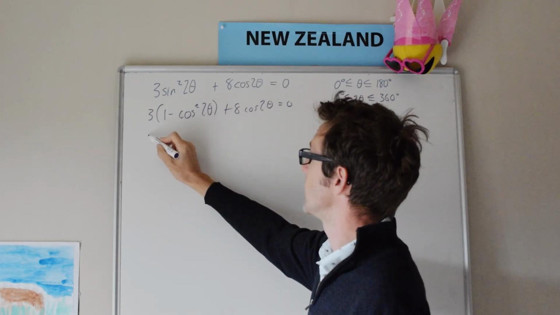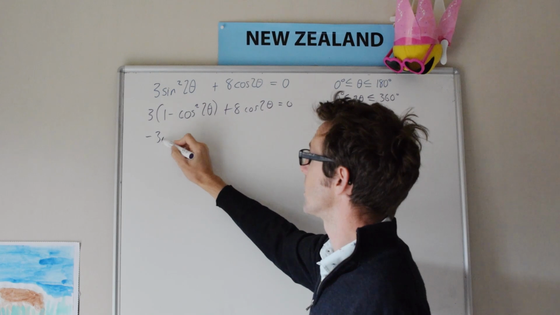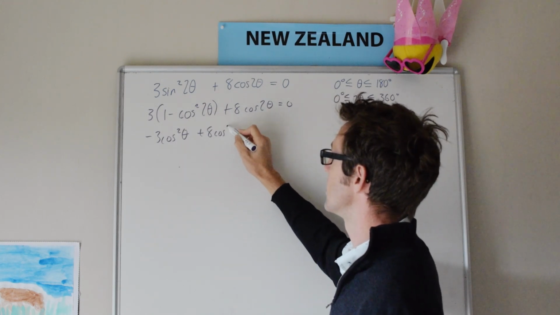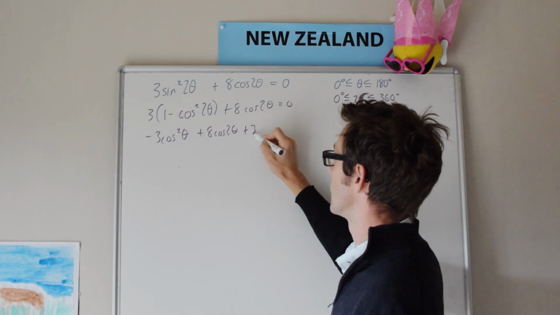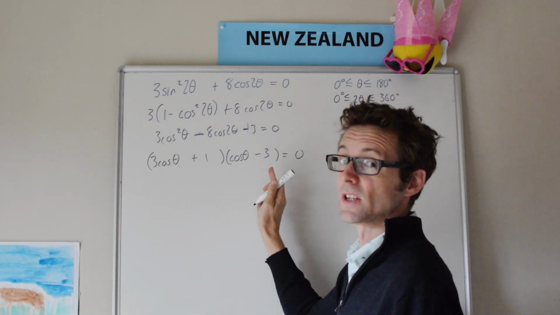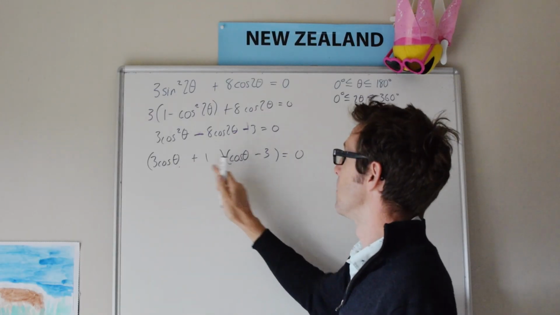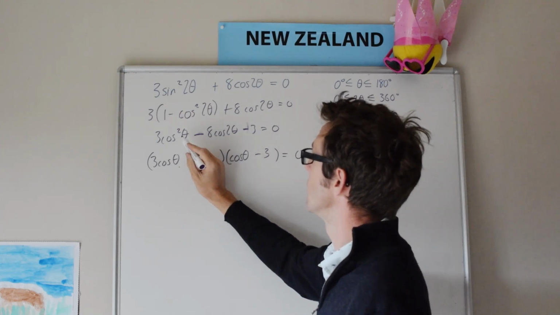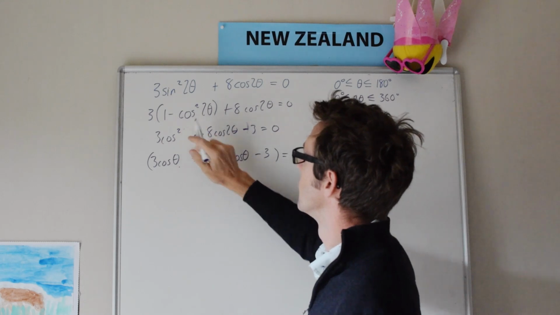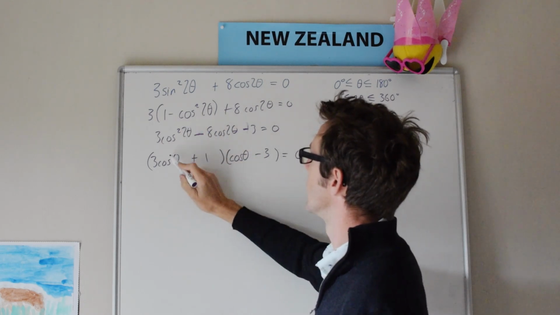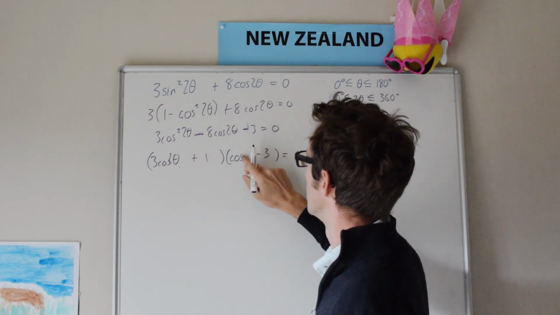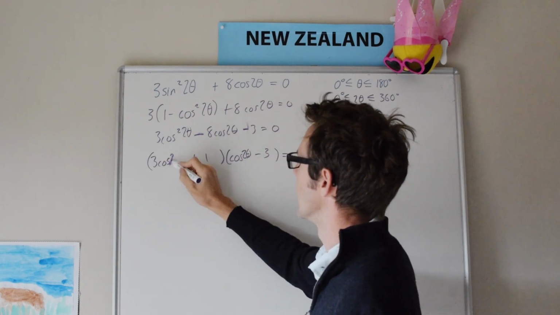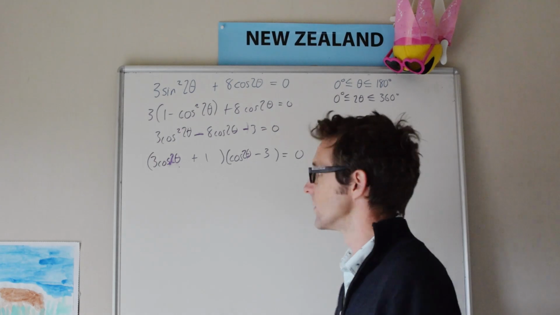plus 8 cosine 2 theta equals 0. So we have minus 3 cosine squared 2 theta plus 8 cosine 2 theta plus 3 equals 0, since 3 times minus 3 is minus 9 cosine theta, plus 1 is minus 8 cosine theta. Oh, I should be in 2 thetas here, shouldn't I? Just fix that up. That's 2 theta there, and that's 2 theta there. Okay, so now we're ready to solve this.